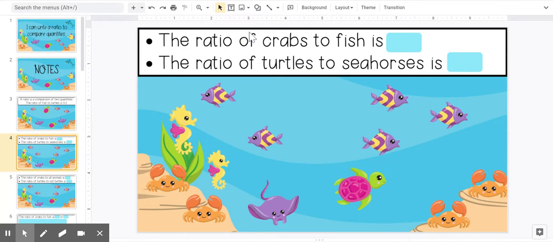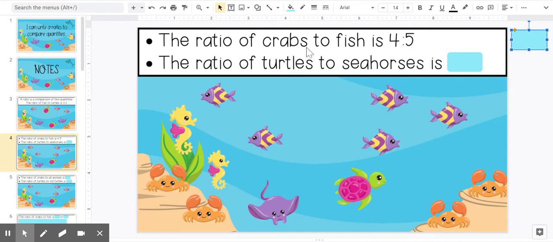For this one, the ratio of crabs to fish, well, the word crabs comes first, so we're going to count those first. 1, 2, 3, 4. Compared to the fish, 1, 2, 3, 4, 5. So there's 4 crabs and 5 fish. So we're going to write that as 4 to 5. And we have to make sure that the number of crabs comes first and the number of fish comes second to match the words.